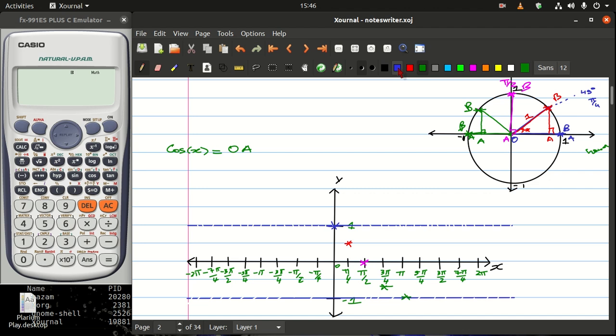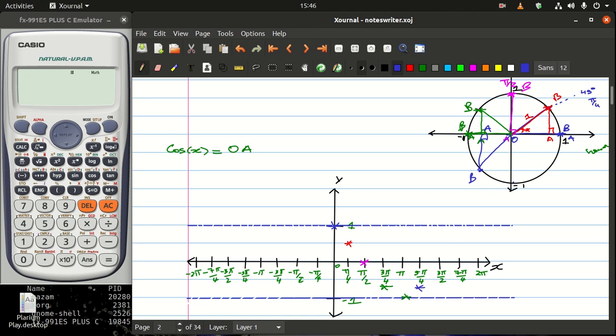Let me use a different color. And now, if I choose my B to be there, draw the line to B, draw the perpendicular line to the axis, you can see that A is going to be there. And the length of OA is between -1 and 0. So it is between -1 and 0. So it is somewhere there.